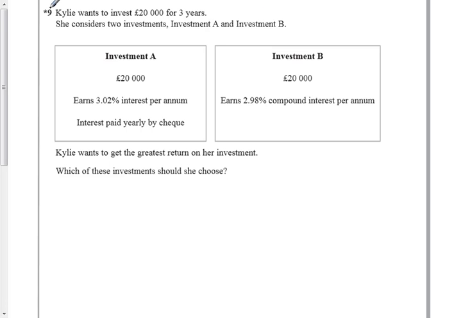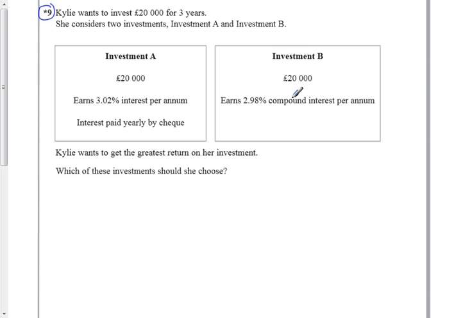Okay, question number 9. It's one of these functional questions. It's looking at how you explain it. So Kylie wants to invest £20,000 for 3 years, and she has two choices. She either gets a higher interest rate, 3.02%, but she gets a check every year for the interest. But the money doesn't go back into her bank account. She just gets a check which she can cash or pay into a normal bank account.